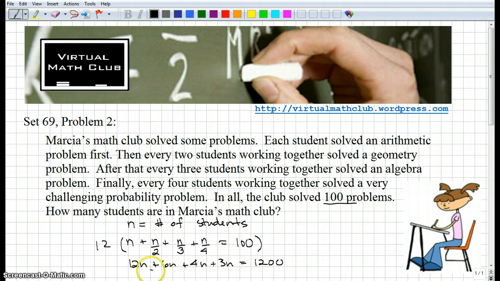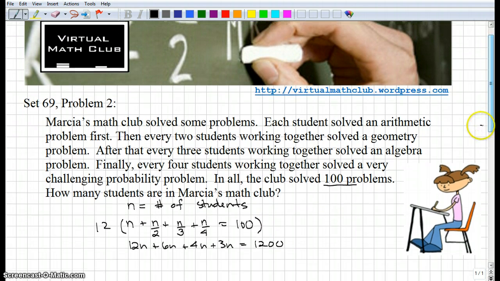Alright, and let's see, I can add up the 12, 6, 4, and 3. I know these are 10, and here I have 15 between these two. So 10 and 15 gives me 25n is equal to 1200, and I know that's 100 times 12. So that's the same thing as 4 times 25 times 12, right? So 100 times 12. And I just factored it so I can easily divide 1200 by 25.